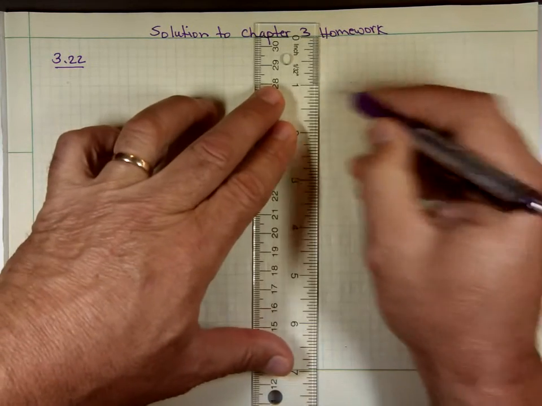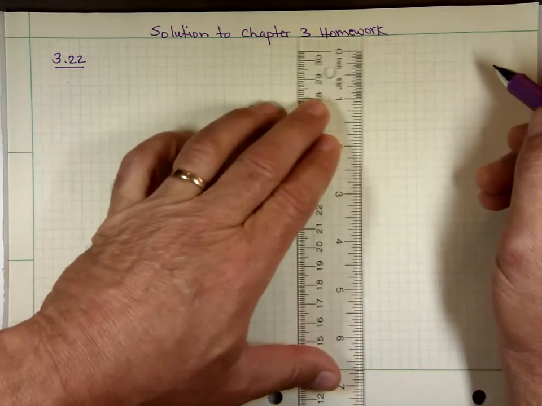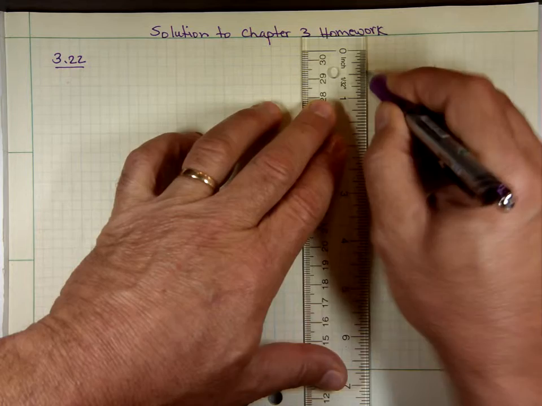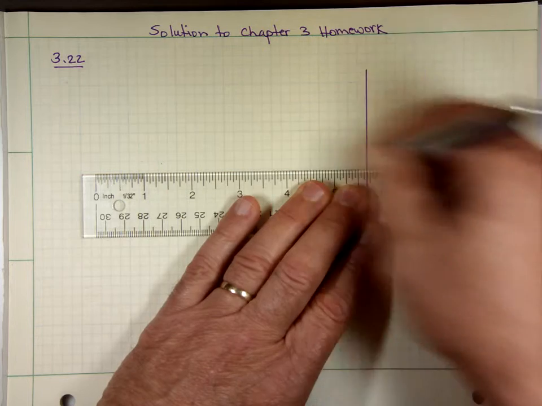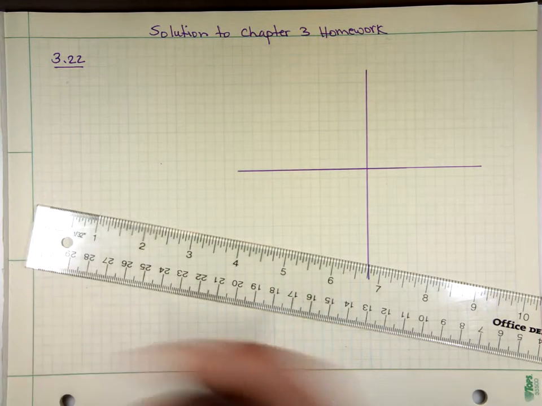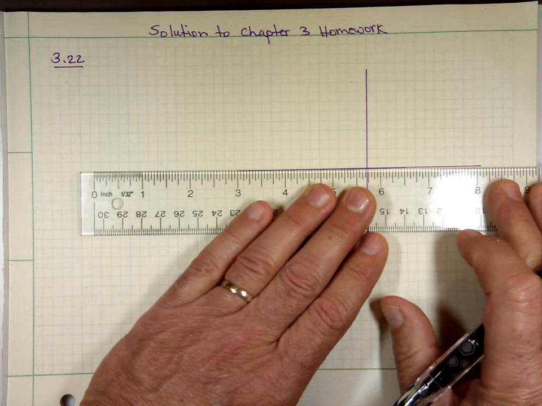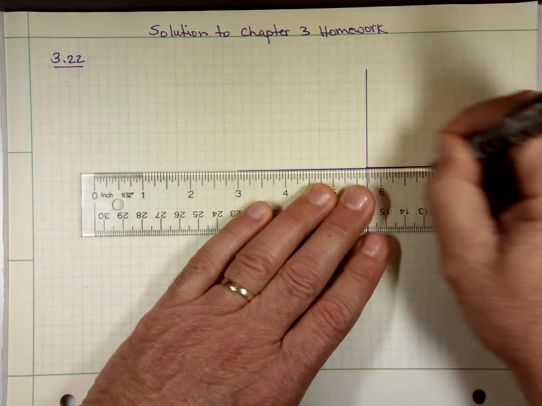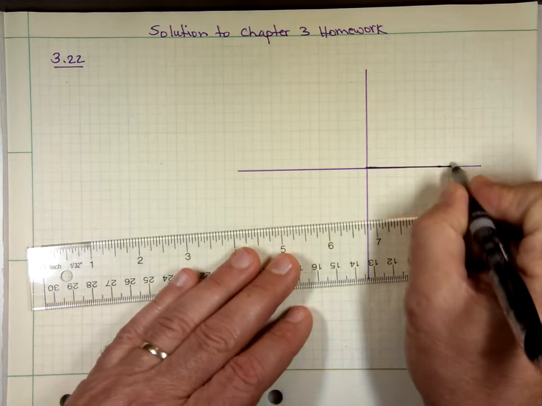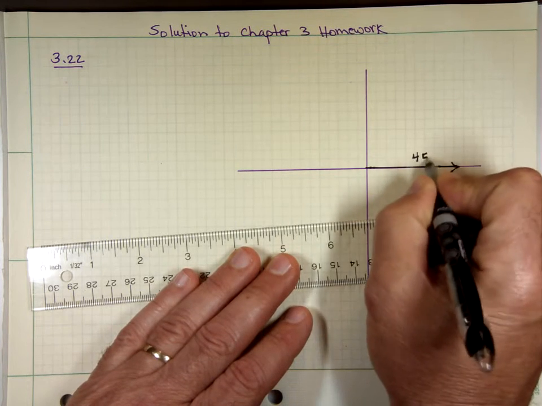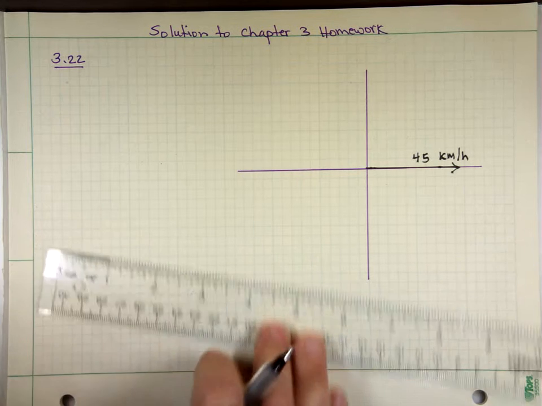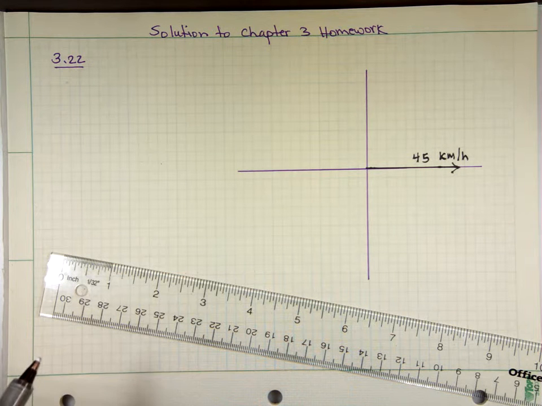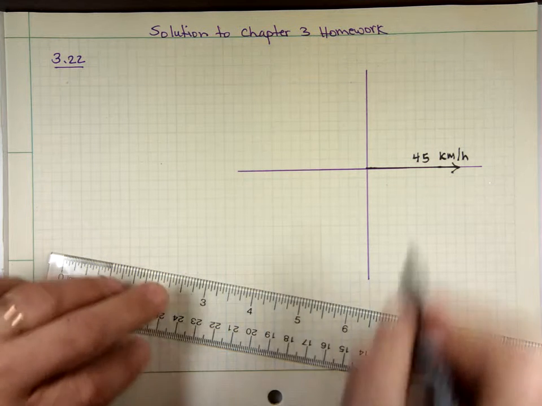I'll do them this way. Now maybe I'll move down this way. So the first one is in the positive X direction. That means in this direction. I'm not doing it to scale yet. I'm just graphing to see what I have. So that's the first one, V1. It's 45, the units kilometers per hour. We don't care about the units, but that's really the value of it, 45, in the positive X direction. This is V1.